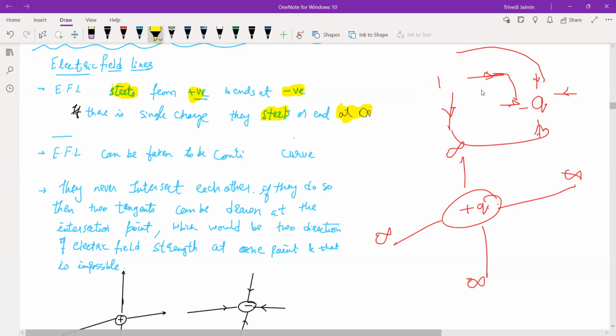So electric field lines cannot be taken to be a continuous closed curve. They start from here, so that is the reason. They can be a continuous curve, but they cannot be a closed curve, we can say.